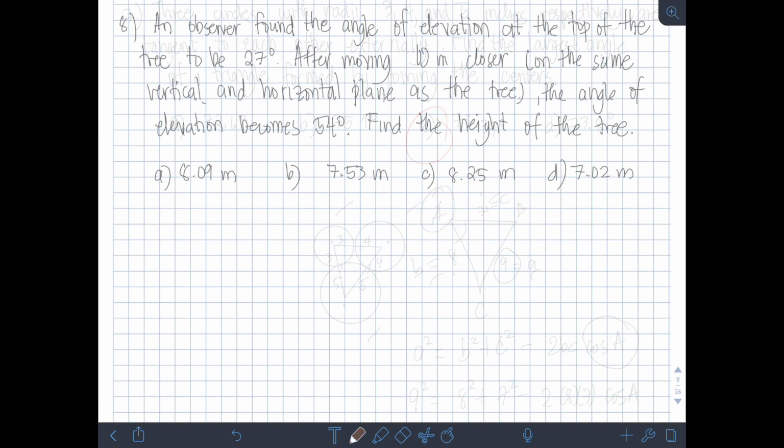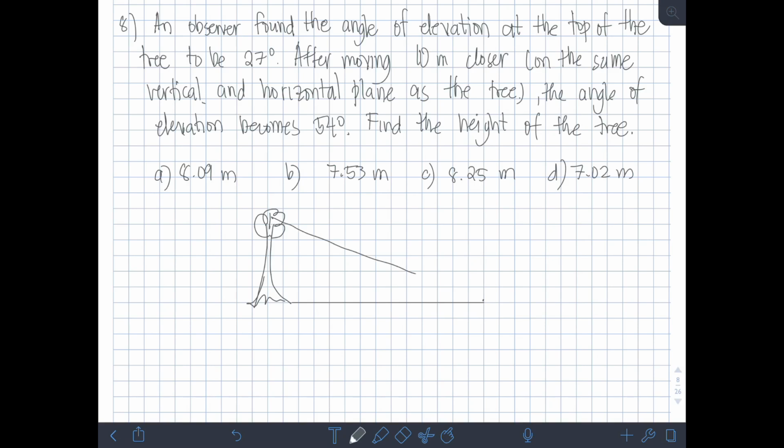Okay? Next, we have an observer who found the angle of elevation of the top of a tree to be 27 degrees. After moving 10 meters closer on the same vertical and horizontal plane as the tree, the angle of elevation becomes 54 degrees. Find the height of the tree. Okay, let's draw. Suppose this is our tree. Let's say this is our horizontal, and the observer is here. The angle of elevation to the top of the tree is 27 degrees. This is the height of the tree.